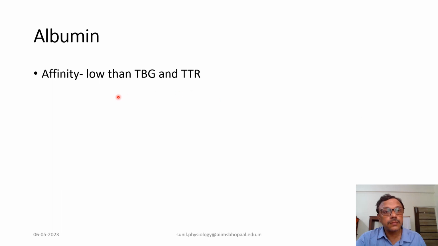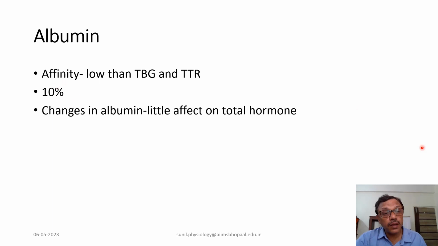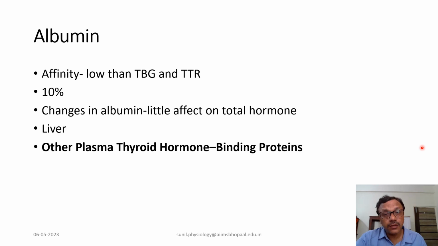Now, when we are talking about albumin, it has low affinity to combine with T3 and T4 compared with TBG or TTR. Of the total amount of thyroid binding globulin and other proteins associated with T3 and T4, it accounts for only 10%. Now, if there is a change in the albumin level in the plasma, it is going to produce very little effect on the total hormone concentration. It is produced by the liver.